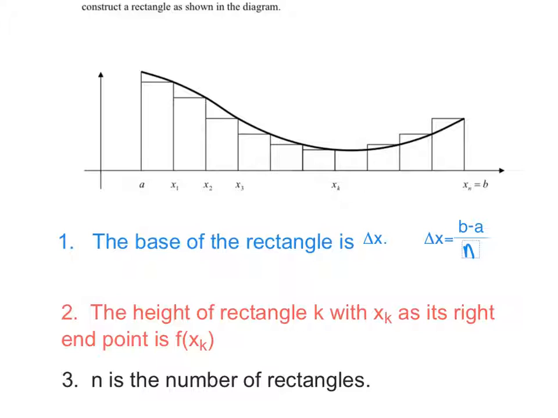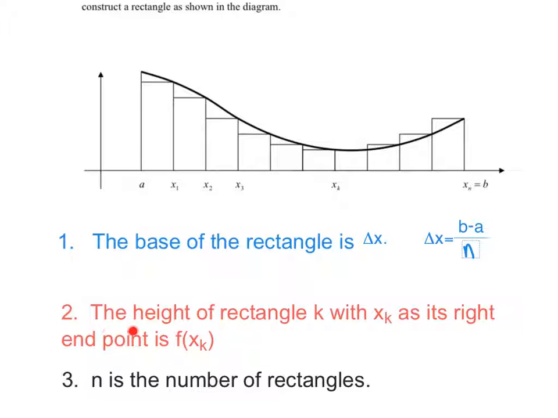So here are three key ideas. The base of the rectangle is delta x. Each of these is represented by delta x. That represents the base. And the formula for delta x is b minus a over n. This distance minus this distance divided by n. And I'm going to skip to 3. n represents the number of rectangles.